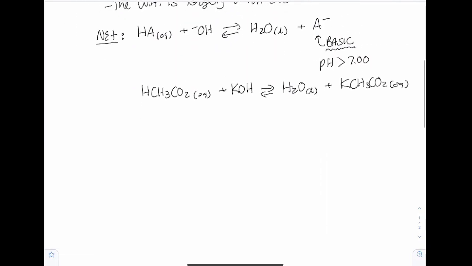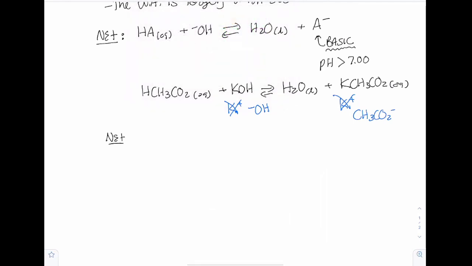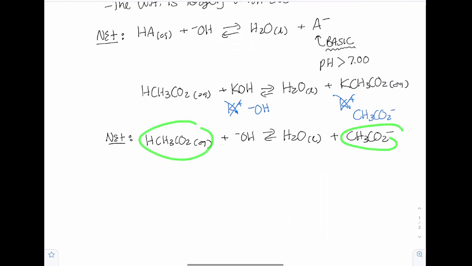And then again, going right to my net ionic equation, potassium hydroxide is completely dissociated. Using my solubility rules, potassium acetate is also completely dissociated in aqueous solution. Potassium ions are inert, so I'm not going to include them. So my net ionic equation is my acid, HA, in this case using acetic acid, plus hydroxide, going to water plus acetate ions, my conjugate base. Acetate is the conjugate base of that acid.